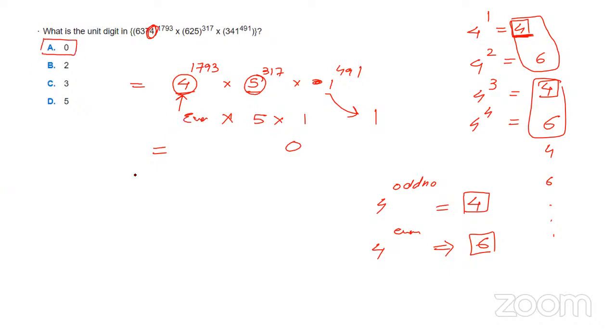So if you want to get into more detail, we can clearly say that 4 raised to an odd number, and 1793 is an odd number. So 4 raised to an odd number is going to end with 4. So the last digit is 4 into 5 into 1, so we can clearly say that the last digit is going to be 0. So option A would be the correct answer in this question.